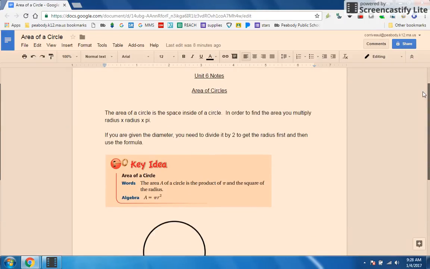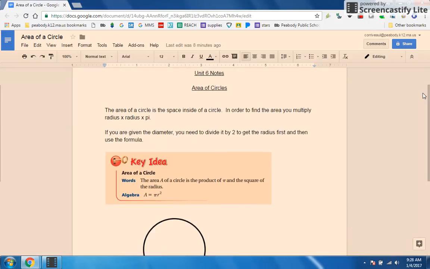So for the formula for the circle, you need to know what a radius is, the halfway point. So if you're given the diameter, you need to divide it by 2 quickly. Usually you can do it in your head so that you can figure out what the radius is first, and then you can use the formula. So I put it here again for you to see it.